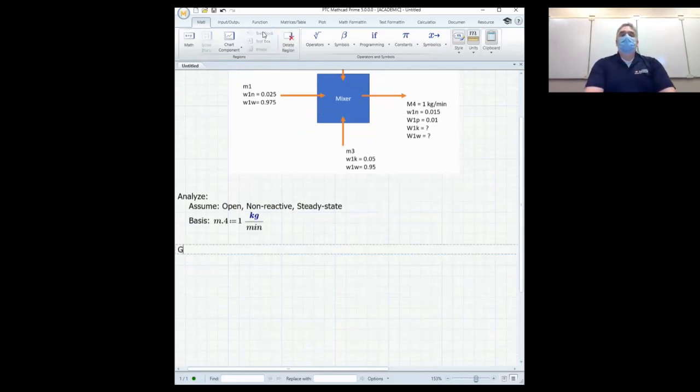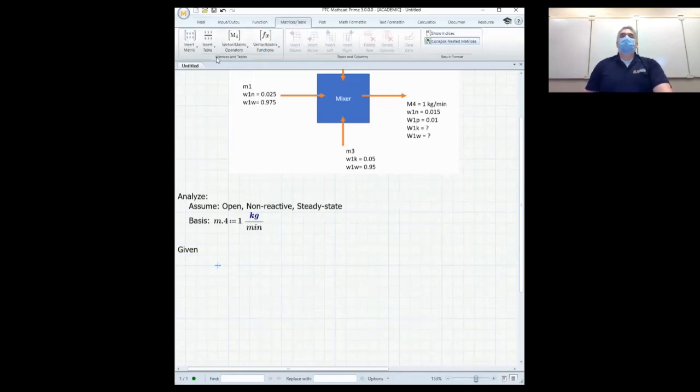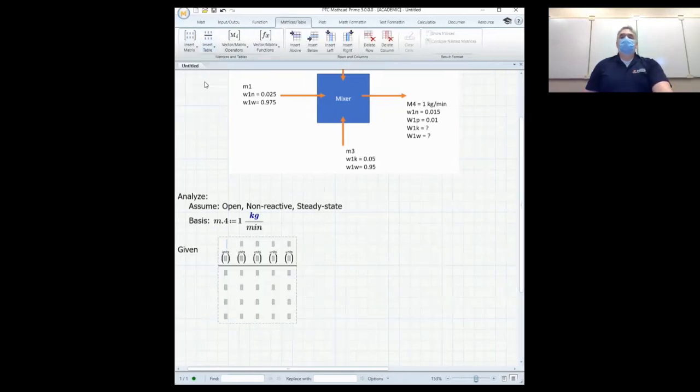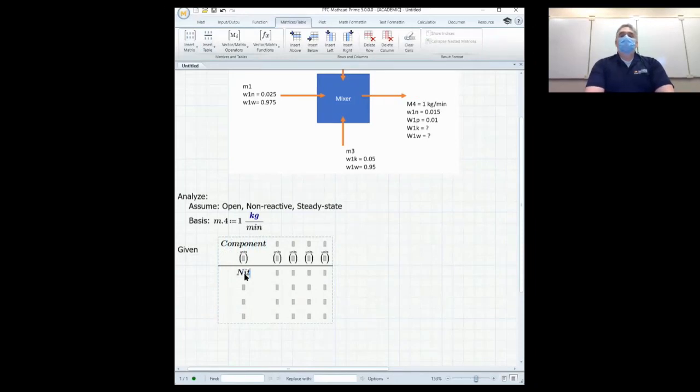Now we also have a lot of given data that needs to be added. In MathCAD, I actually like to add it using a table for these kinds of problems. Let's insert a table. The table is going to have 5 columns and 4 rows here. I'm going to name the components down this first column. Nitrogen is the first. We got phosphorus.